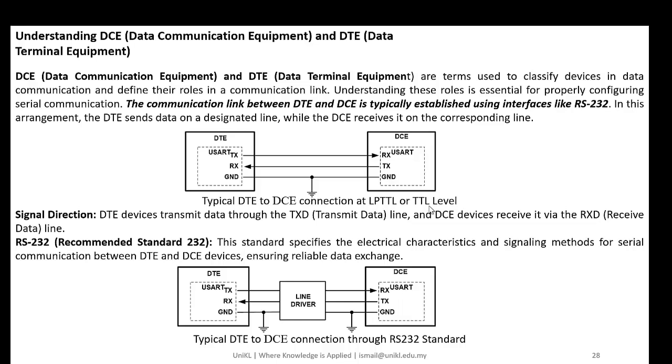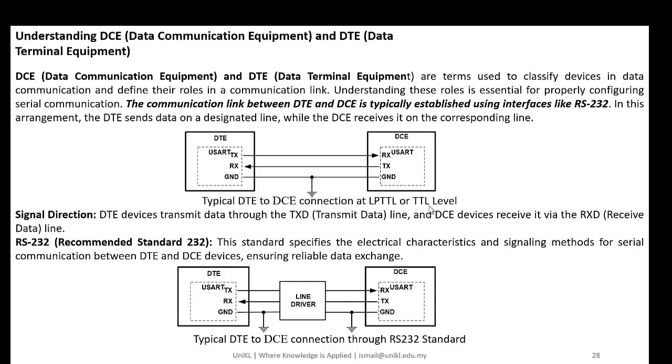Next, we talk about data communication equipment and data terminal equipment. What is data terminal equipment? Data terminal equipment is the computer or microprocessor that sources the data, and the data communication equipment is, for example, a modem and so on.